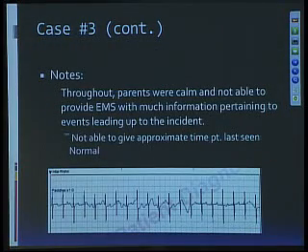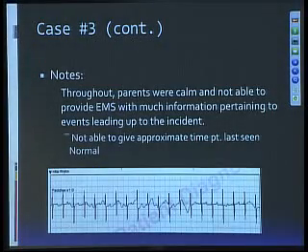So if parents were calm and not able, and this has been my experience with these kinds of cases in the past, there's kind of an odd reaction to this devastating thing that's going on. Parents were apparently calm and not able to provide EMS with much information pertaining to the event, so not very forthcoming, which is a little concerning.